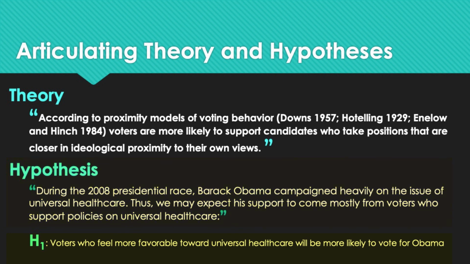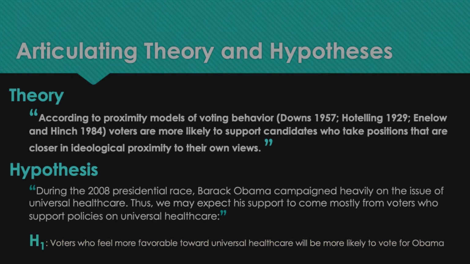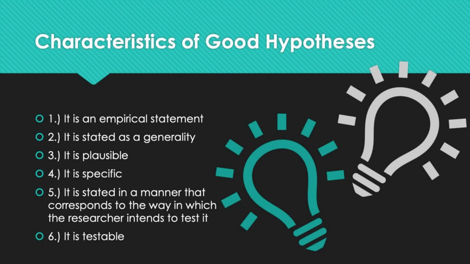So this is a very good hypothesis because it meets the 6 criteria of testable hypotheses. Okay, for your research paper, your hypotheses must meet the 6 criteria. I'm going to walk you through each of these and give you examples of good hypotheses and bad hypotheses for each. First, it must be an empirical statement. So we've talked a lot about this. It must be observable. We must be able to verify the statement with data. Second, good hypotheses are stated in generalities. We'll talk about what that means in a moment.